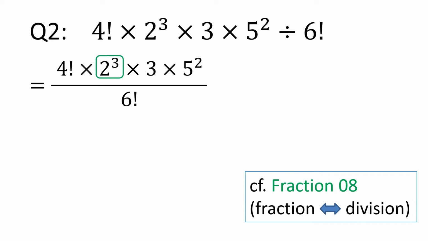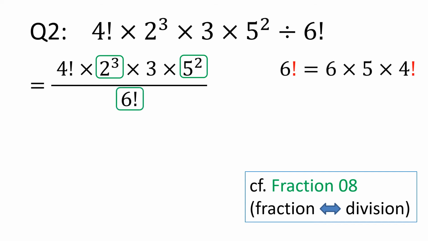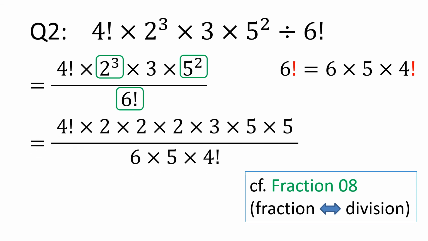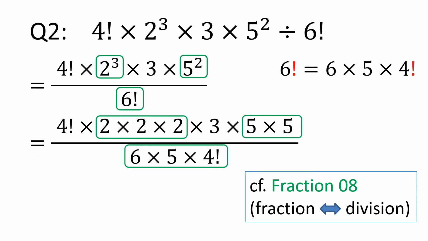2 cubed is equal to 2 times 2 times 2. 5 squared is equal to 5 times 5. 6 factorial is equal to 6 times 5 times 4 factorial. So it will be 4 factorial times 2 times 2 times 2 times 3 times 5 times 5 all over 6 times 5 times 4 factorial. Now we cancel the numerator and the denominator.